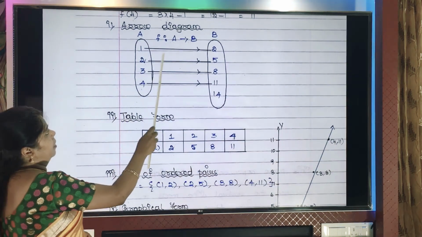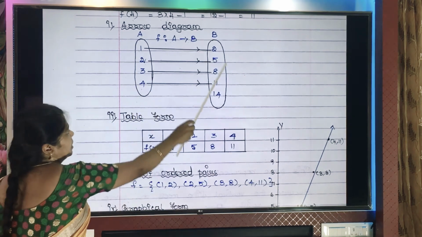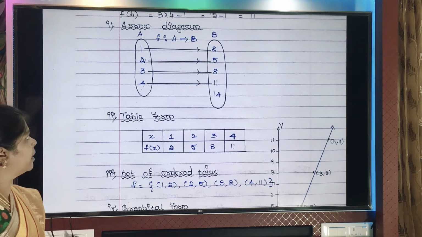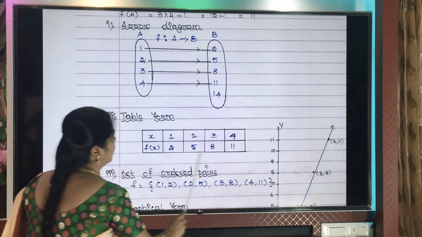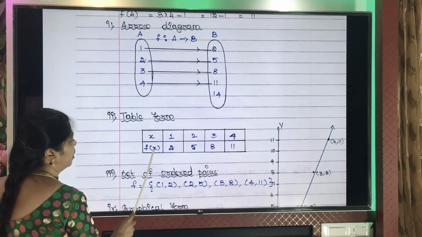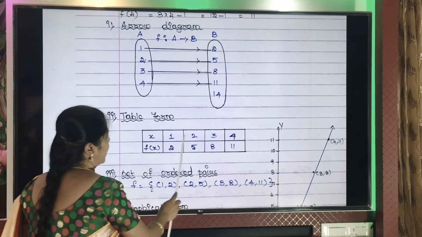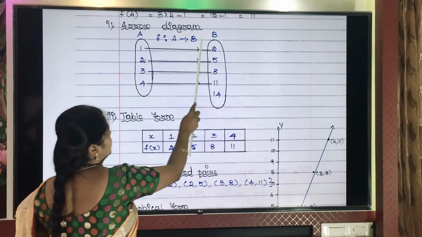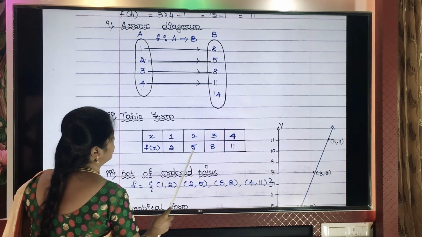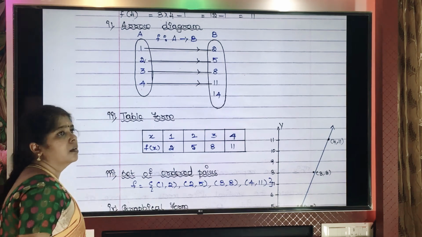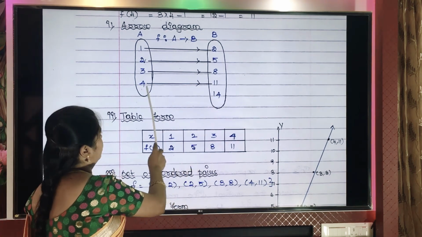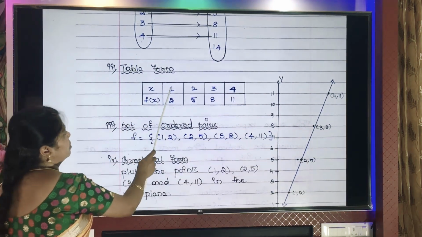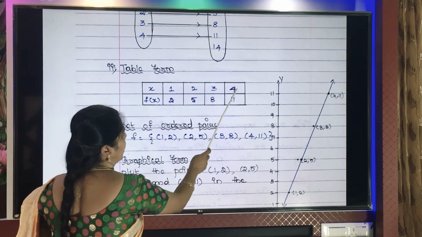See, with the same values, you need to represent the same information but in the form of a table. That's all. Nothing to worry. So draw a horizontal table. Write x in the first row and f of x in the second row. Write all the x values 1, 2, 3, 4. Corresponding to those values, what are the images? 2, 5, 8, 11. See, 14 is not an image for any of the elements here. So just leave 14 out. Write only the mapped elements. For 1 it is 2, for 2 it is 5, for 3 it is 8, for 4 it is 11.